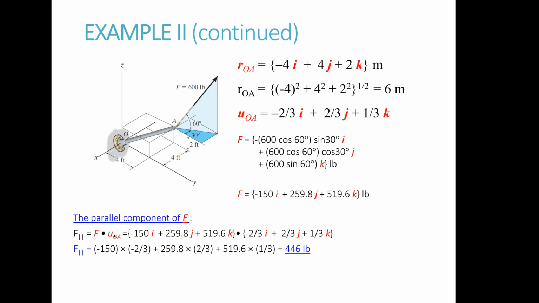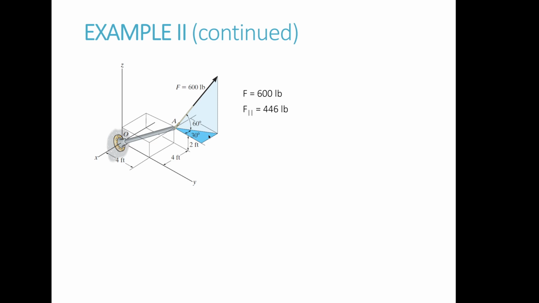And when you do it out, here's the dot product, here's the u_AO. So it's just 150 times this, minus 2/3 times 259.8, and 1/3 times this. And when you go through and solve that, the magnitude comes up to be 446 pounds, okay?